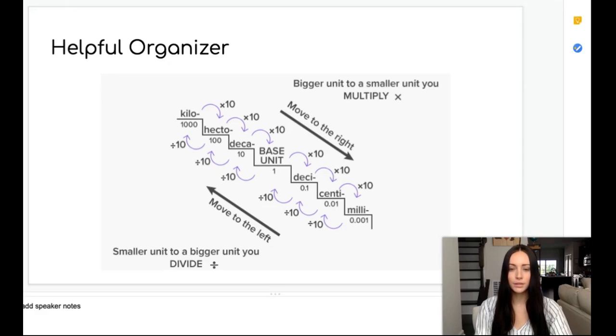I've also included here some helpful diagrams that you would probably benefit from either printing and gluing into your science notebook, or simply recreating within your science notebook.